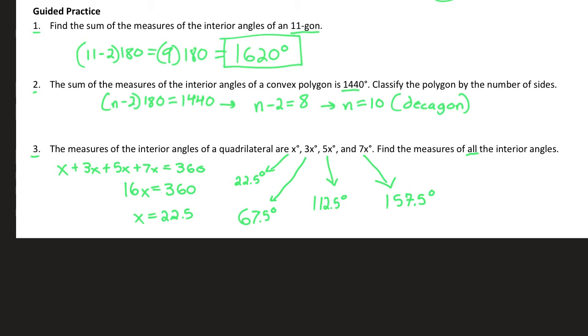Number 3, I set up my equation as a sum of 4 angles. Knowing it's a quadrilateral, I knew that sum was 360. And then I solved that for x. I got x was 22.5, but that's not enough because I asked for the measure of all of the angles. So I did 3 times 22.5, 5 times 22.5, and 7 times 22.5 to find the other 3 angles. So just applying some of those properties.